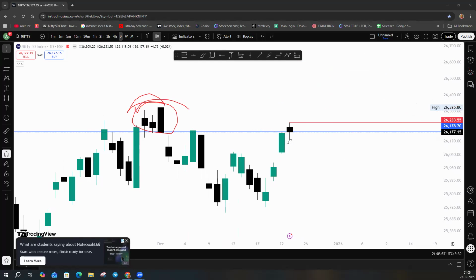Whereas if the market breaks the previous low, you can target this gap. The gap which was made the day before yesterday can be filled by tomorrow, as tomorrow is the Sensex expiry.